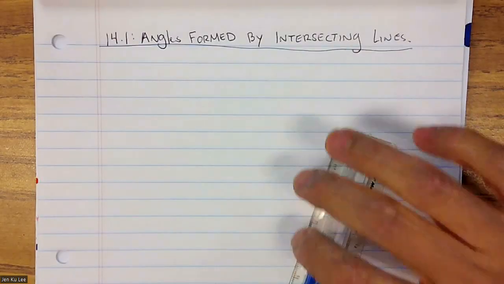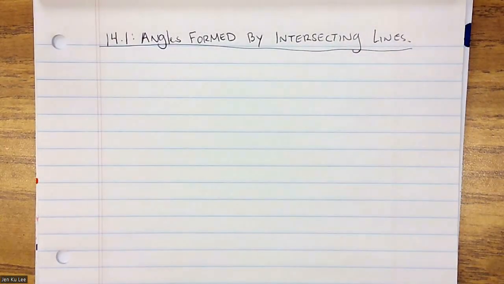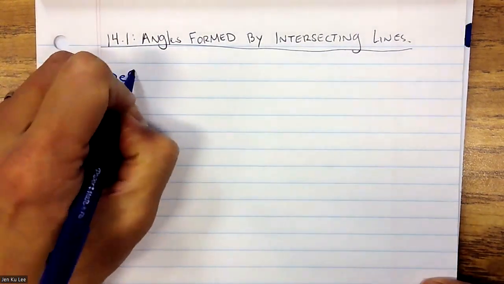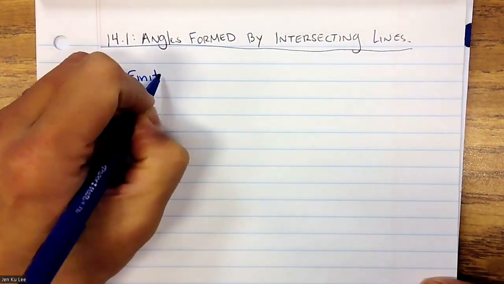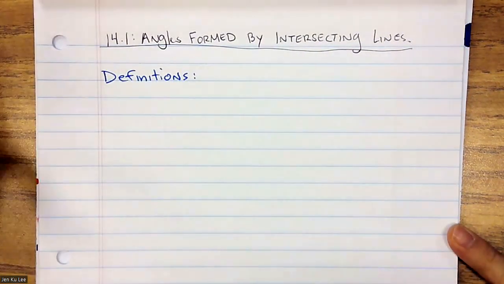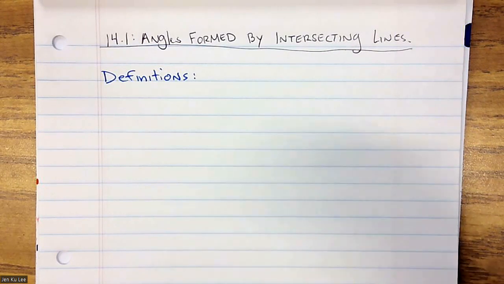All right. Welcome, everyone. This is 14.1, angles formed by intersecting lines. So let's start off with some key definitions, okay? And then we'll go over the type of angles that are formed when two lines are intersected.